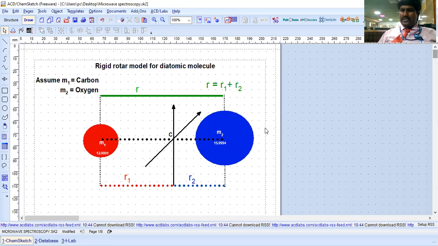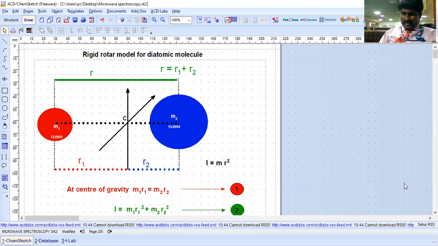What is the difference between vibrational spectroscopy and rotational spectroscopy? There, for the vibrational energy, the simple harmonic oscillator, we are considering potential energy. In this case, it is kinetic energy. Keep in mind, this is kinetic energy. In vibrational spectroscopy, for the determination of K, we are considering potential energy. That is the major difference between these two spectroscopies.